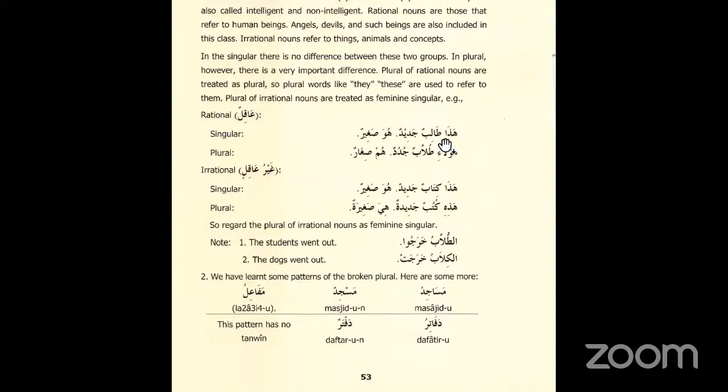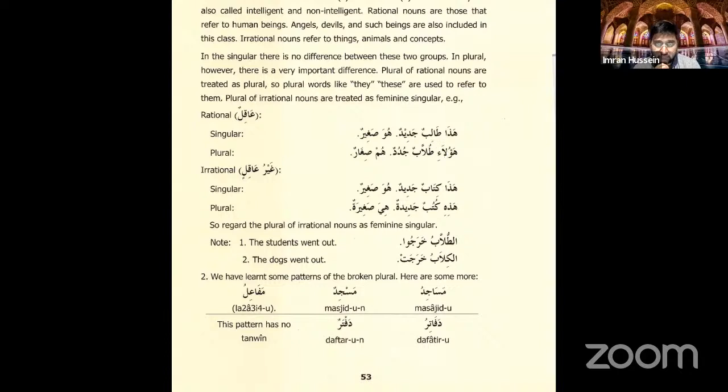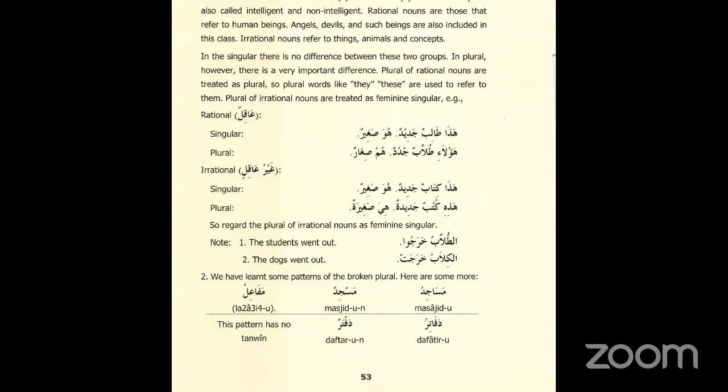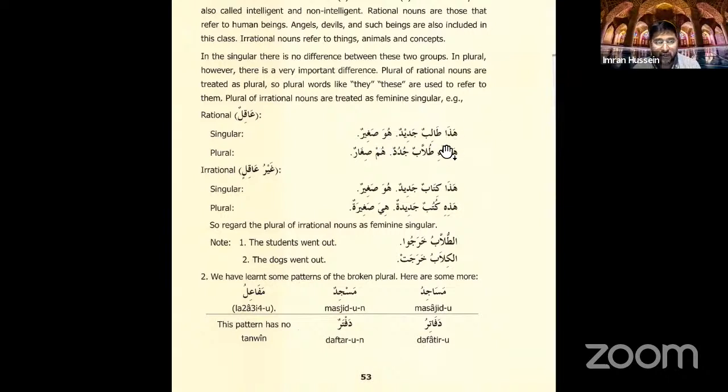So the singular formation of a sentence is: هذا طالب جديد. This is a new student. هو صغير. Excellent. He is small. He is young. He is young, correct. Now I have another question for you, because you're from the book 3 group now.